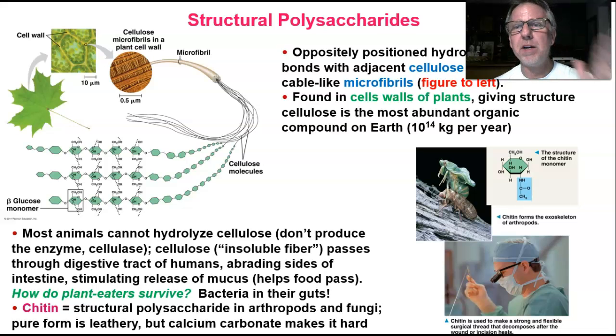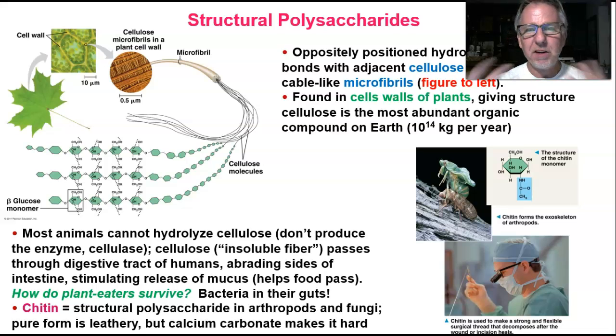Cellulose is the most common, abundant organic compound on Earth. Plants are constantly making sugars through photosynthesis, and they're linking those sugars together to make cellulose to hold up their bodies. 10 to the 14th kilograms of cellulose is made every year by plants on Earth. Pretty amazing. Now, notes on the bottom here, most animals cannot hydrolyze or digest cellulose. We do not have the enzyme that'll break apart the glucose molecules and digest the cellulose.